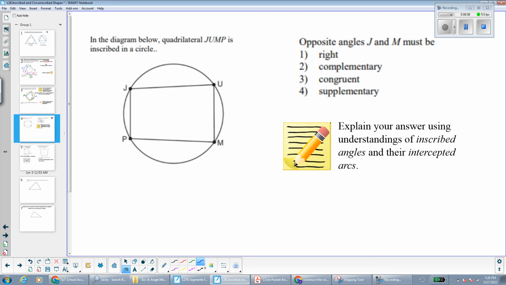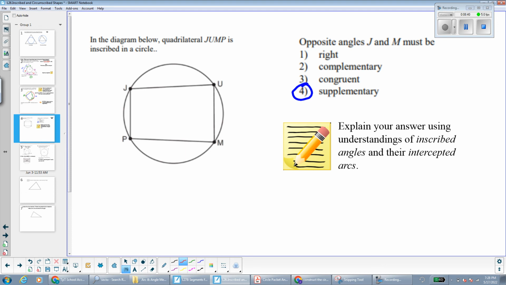So the correct answer is answer choice number 4, opposite angles in a cyclic quadrilateral. That means a quadrilateral inscribed in a circle so that its vertex points touch the circle. Or another way of wording it is a quadrilateral that can have a circle circumscribed around it so that all of the vertex points are on the circle. So this is a cyclic quadrilateral, and a property of cyclic quadrilaterals is that the opposite angles are supplementary.